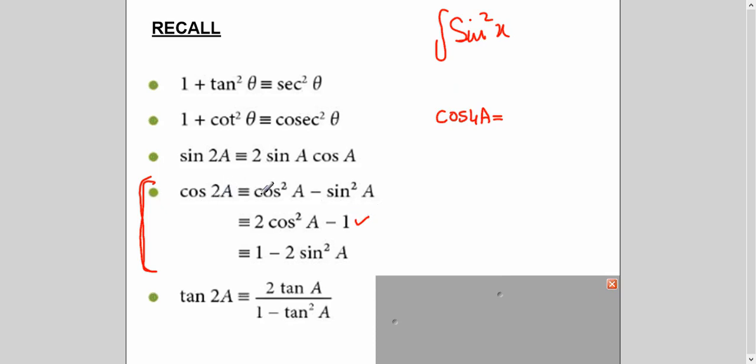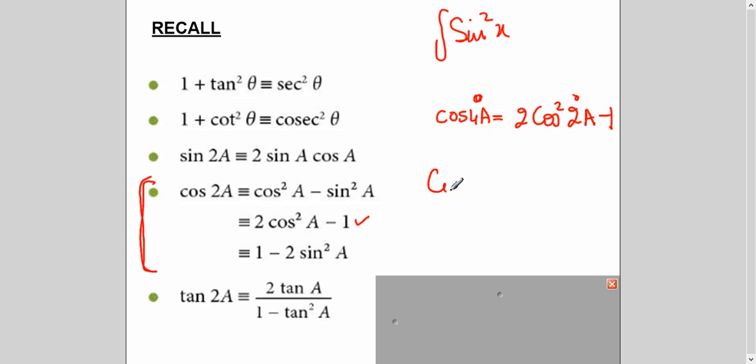cos 2a identity is given in 3 different forms. It depends on what you need to use there. So if it is cos 4a and I want to write down this identity, it will be equal to 2 cos square 2a minus 1, because the relationship between this angle and this angle is 2 is to 1.